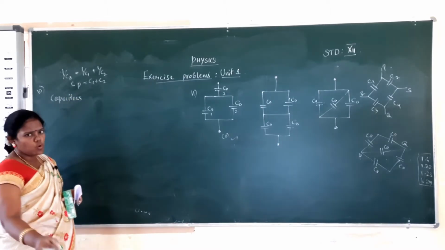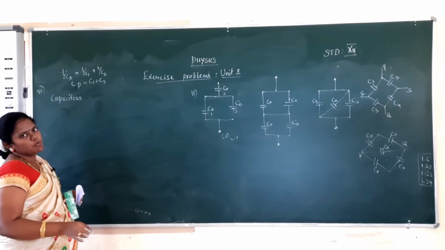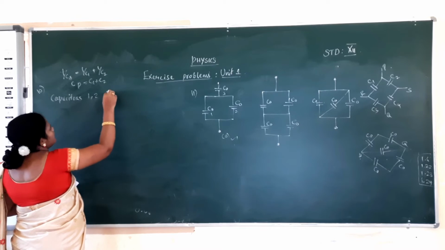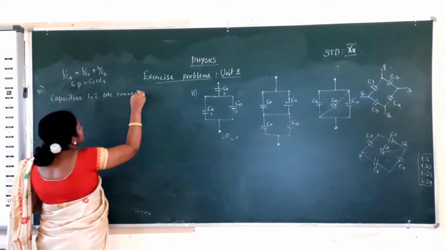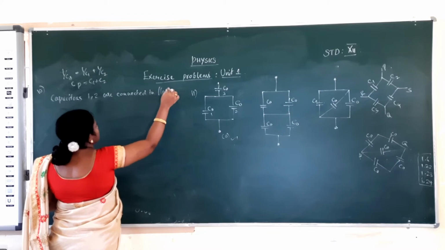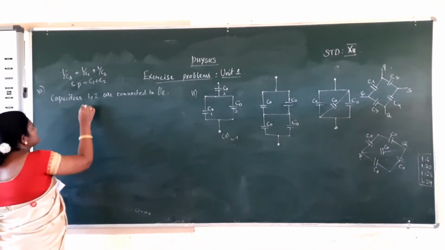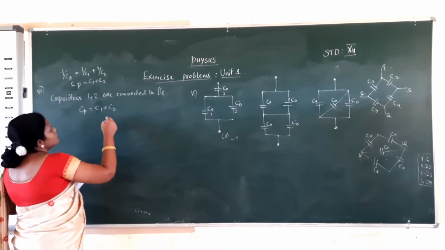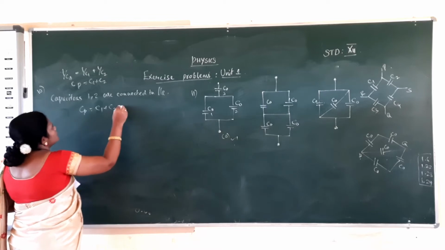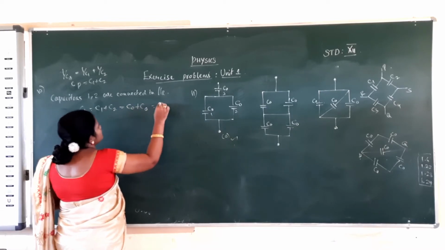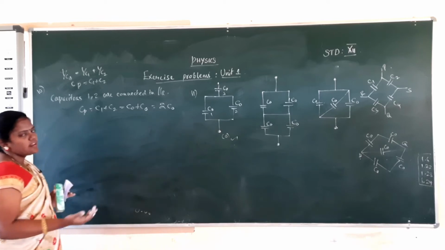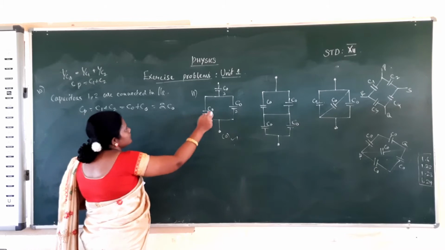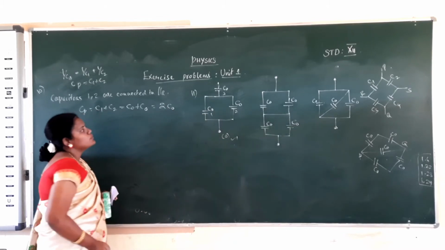Students, all of you take one note and note down all the steps to be followed to solve these problems. So capacitors 1 and 2 are connected in parallel. Connected in parallel means the effective capacitance Cp is equal to C1 plus C2. C1 is C0 and C2 is C0. So C0 plus C0 is equal to 2C0. Substitute the C1 value, substitute the C2 value, and you easily find 2C0.